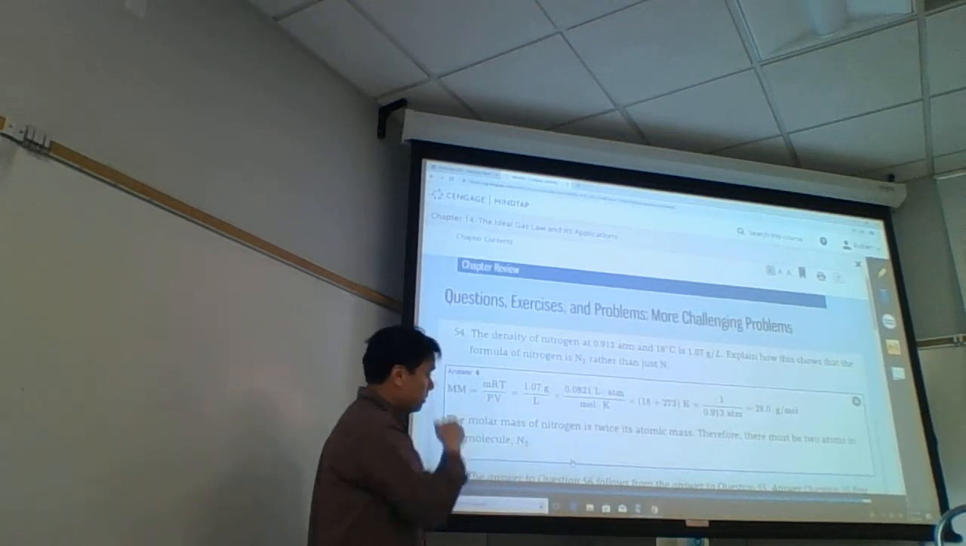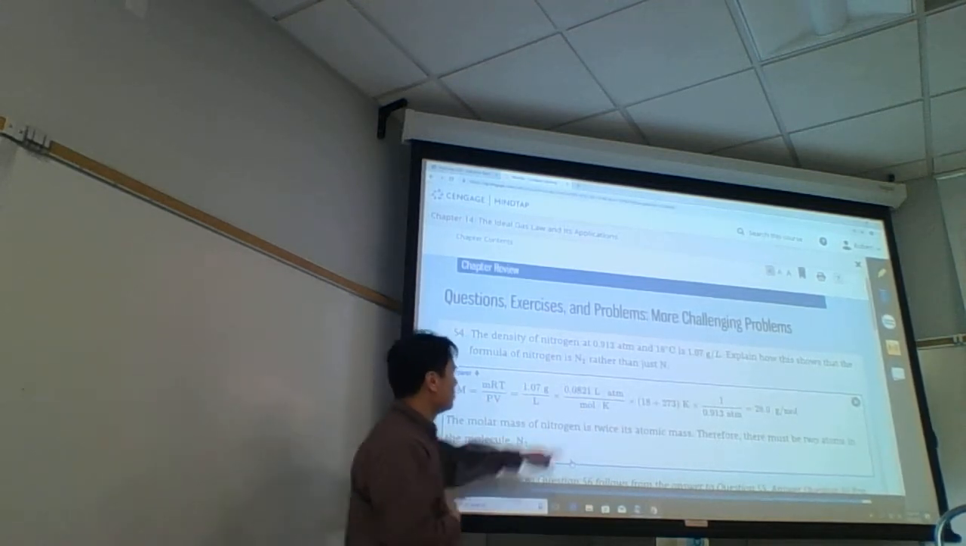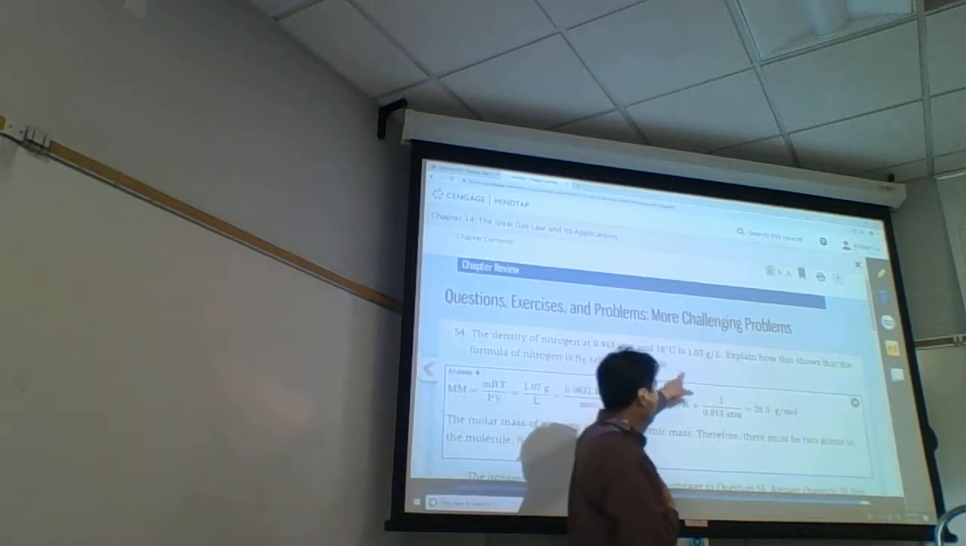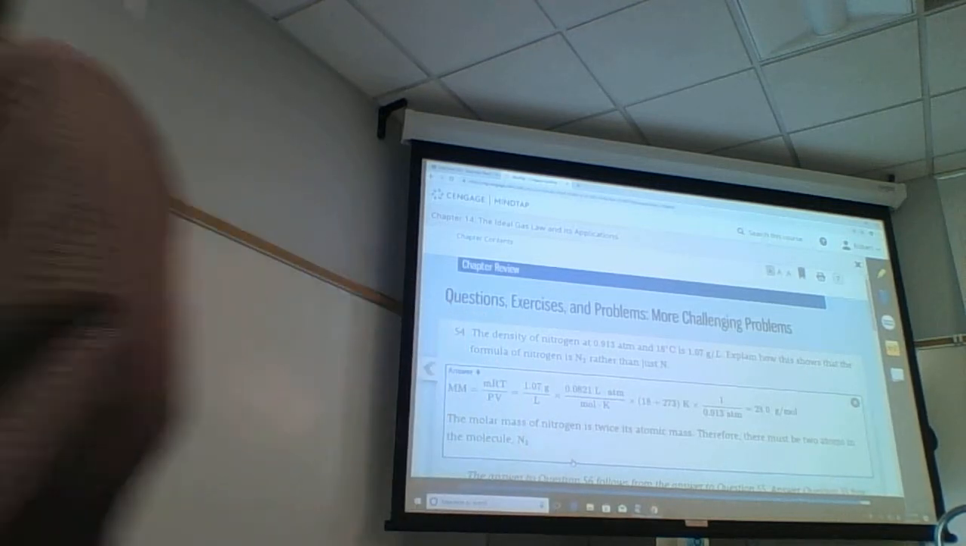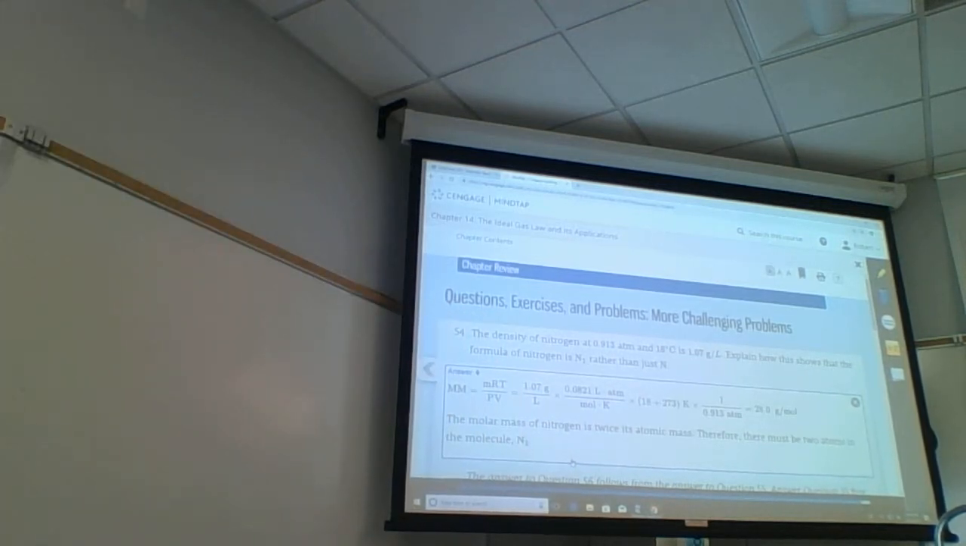A molar mass of 28.0 means there's got to be two nitrogens rather than one nitrogen, because if there's just one nitrogen, it gives us a molar mass of 14.0 grams per mole.